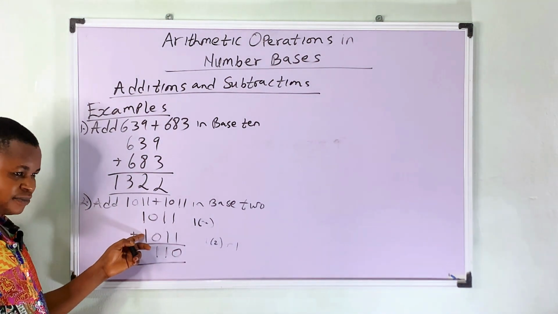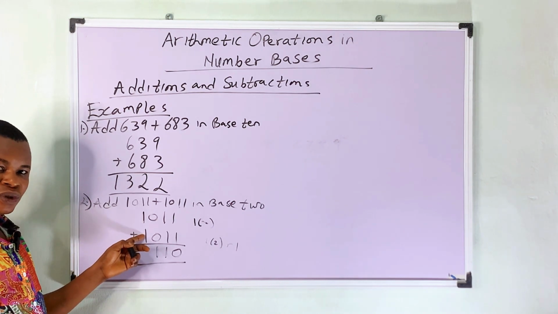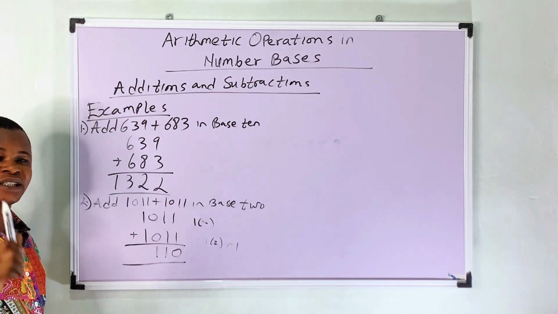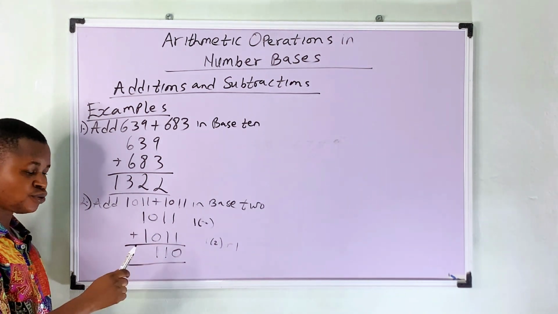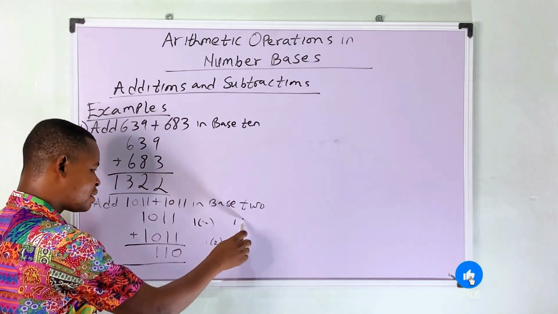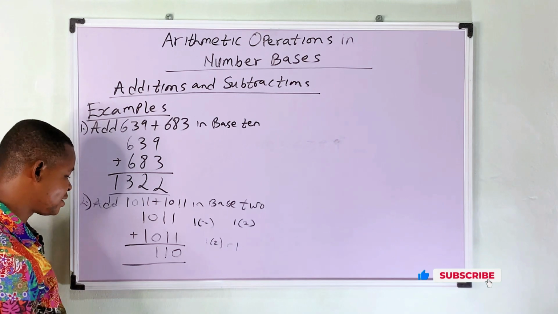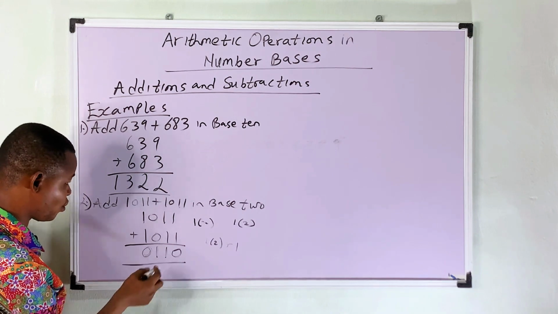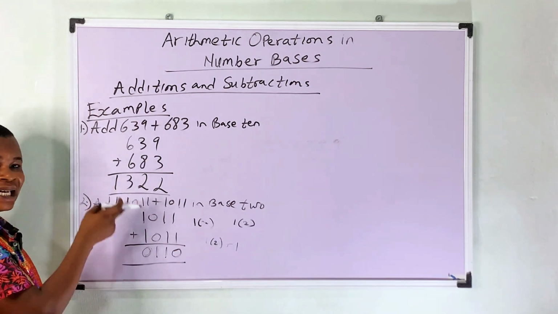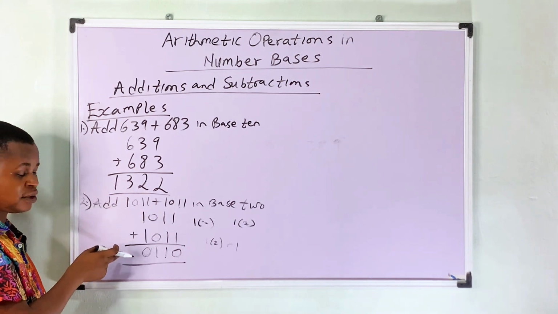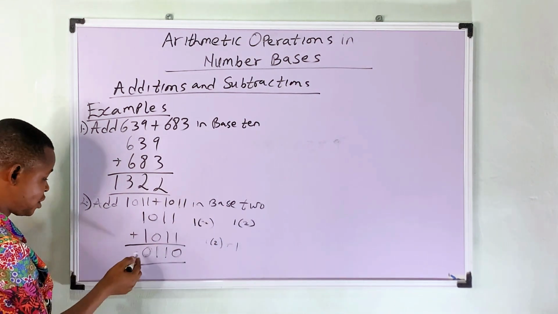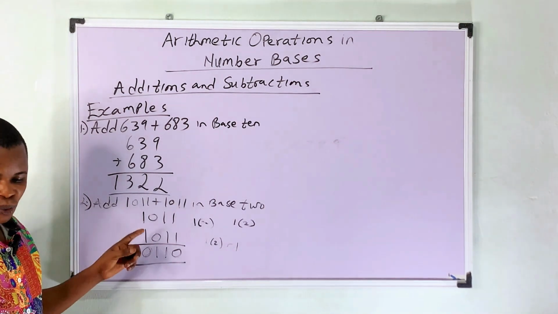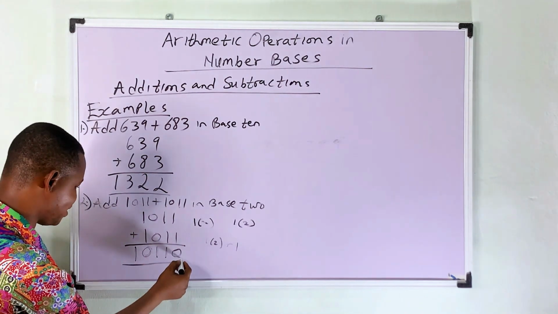And 1 plus 1 is what? That's 2. We cannot write it because it has exceeded the threshold of the digits we could get in binary. That is base 2. Then that means we have one set of 2 and our remainder is 0. Then we write 0. Then, since this is the last arithmetic operation in this context, we bring the one that we kept outside here. Then our answer is 10110 in base 2.